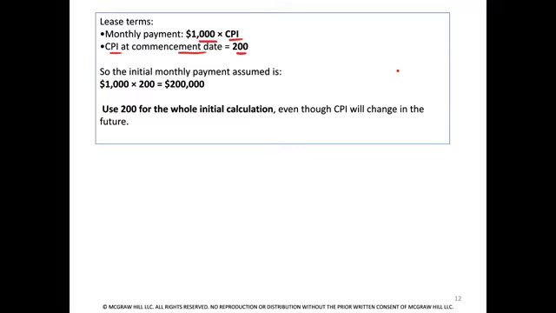So my initial monthly payment is assumed to be 1,000 times 200, which equals $200,000. And I'm going to use the 200 for the whole initial calculation, even though the CPI, the Consumer Price Index, will change in the future.